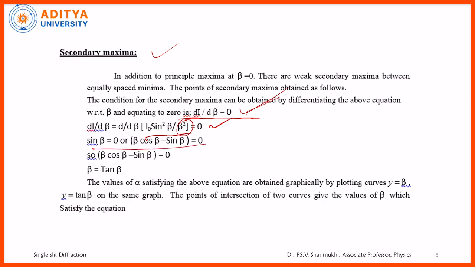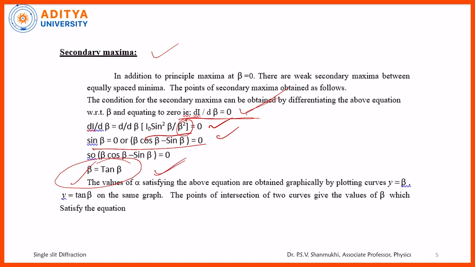On simplification, you will get beta cos beta minus sin beta is equal to 0, or beta is equal to tan beta. Beta minus tan beta is equal to 0, or beta is equal to tan beta. Now we have to solve this equation, but actually it is not possible to solve with only one equation. Why? Because you give any value for beta, tan beta is also the same, meaning you will get infinite number of solutions. That's why we will solve this by using the graphical method.